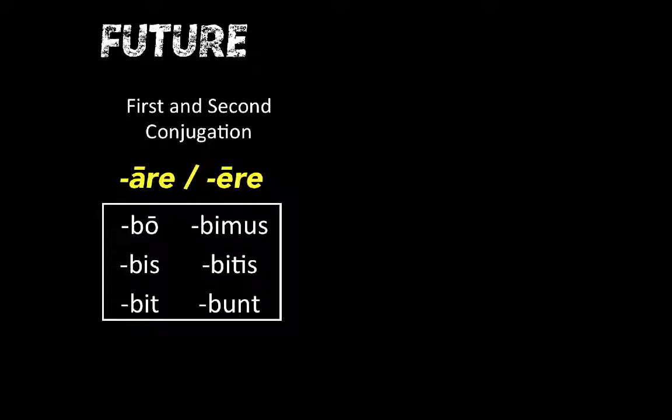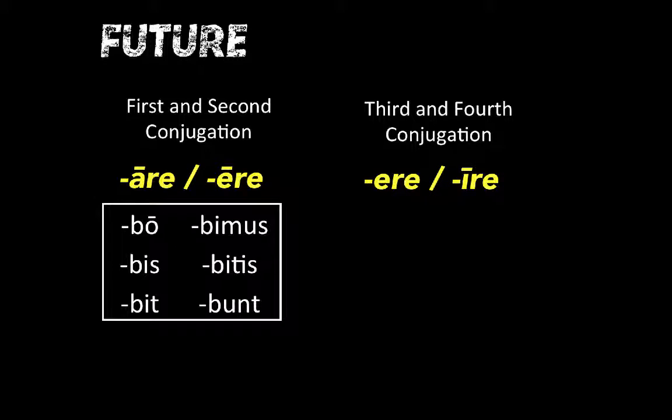Now, these endings are great for verbs that belong to the first and second conjugation, meaning those verbs whose infinitive ending is are or ere with the macron. So as a reminder, for these categories of verbs, we use these endings to represent the future. But what about the third and fourth conjugation? Do they not have a future? No, they do have a future. However, we're not going to introduce them or express them with bo, bis, bit. So for verbs whose infinitive is ere, no macron, and ire, we're going to use a different group of endings.